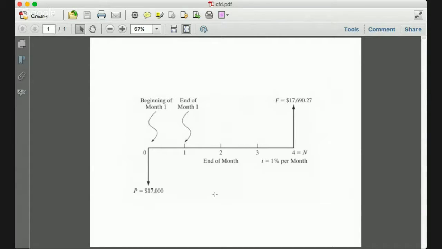There's another thing you need to understand about these cash flow diagrams, and that is a perspective. There are always 2 different perspectives that can be represented in a cash flow diagram. This is from the perspective of the lender, not the borrower. And how do I know that? It's because at time 0, the $17,000 is negative.